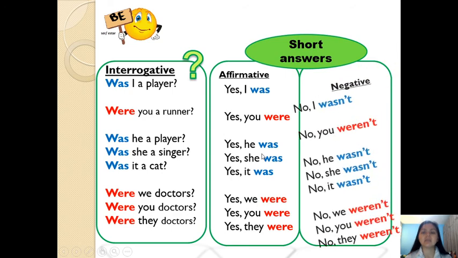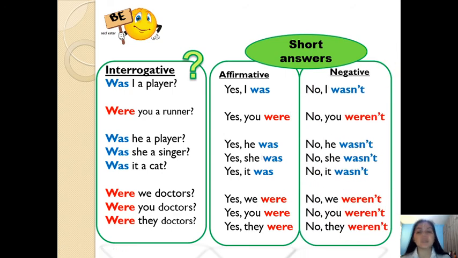And let's check the negative too, of course. In affirmative, we will say, yes, I was. In negative, we will say, no, I wasn't. Yes, if my answer is positive or affirmative, yes, I was. If my answer is negative, no, I wasn't. Okay? Same way for all the sentences, for all the questions. Okay? Were you a runner? Yes, you were. Or negative, no, you weren't.